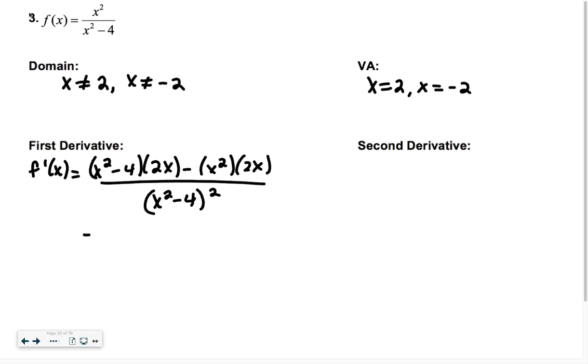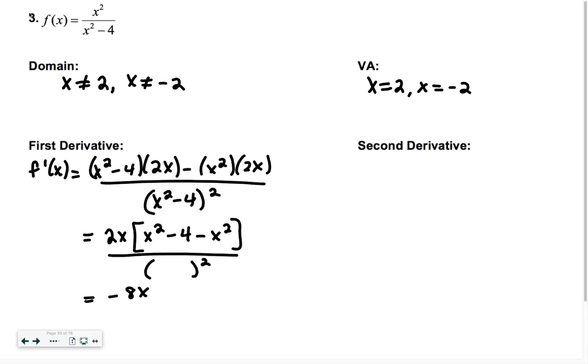And we've been talking about that little trick where you can pull out common factors. So in this case, we actually have a common factor of 2x. So you could pull a 2x to the front if you want to, although this one's not too hard to multiply out. So we get this all over the thing squared. So I think we should have negative 8x over x squared minus 4 squared.